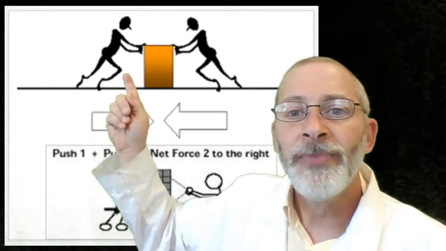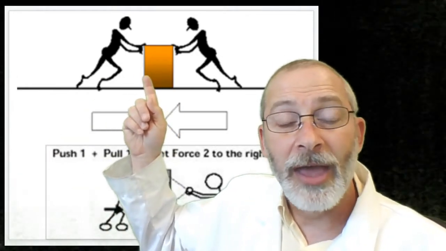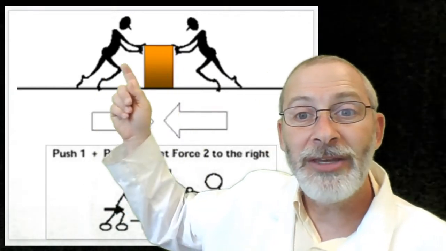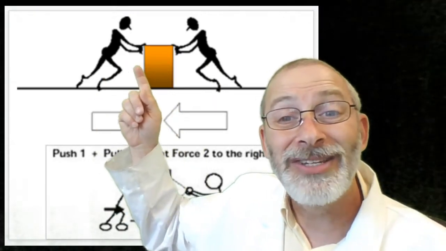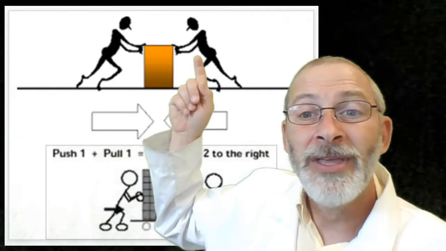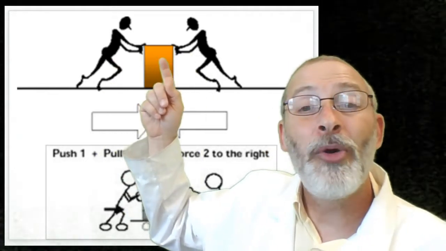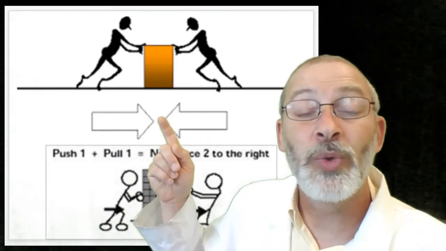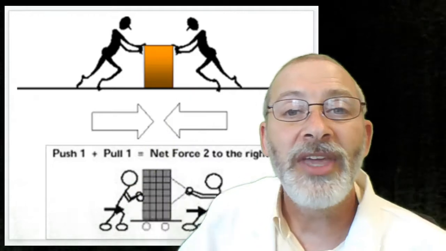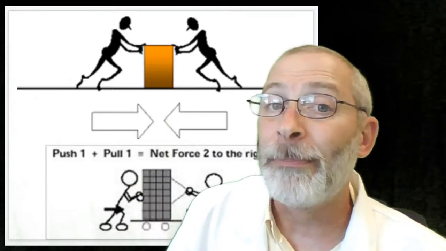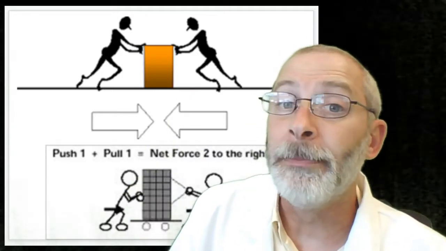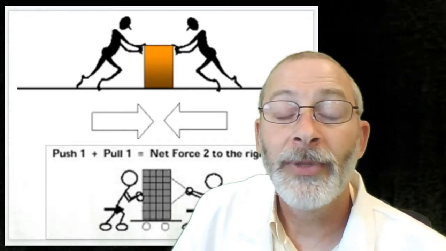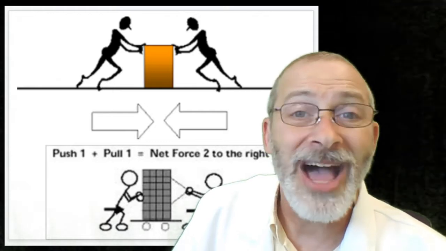Let's say we have an object that is being pushed by different individuals in opposite directions. This one is pushing it this way, this one is pushing it this way. They're both pushing in opposite directions with equal force. What do you think is going to happen to that object? Will it move or will it stay put? You probably said stay put, right? It's not going to move.